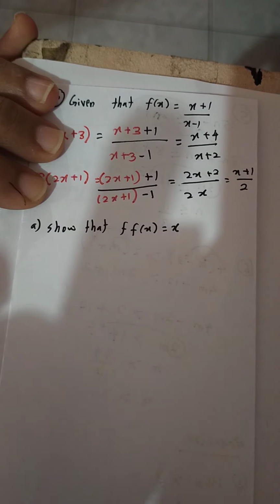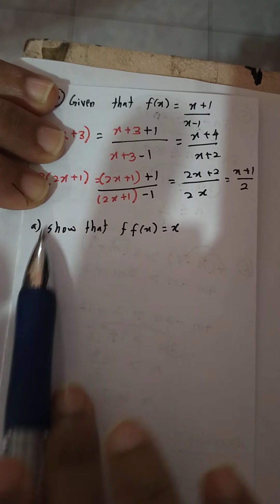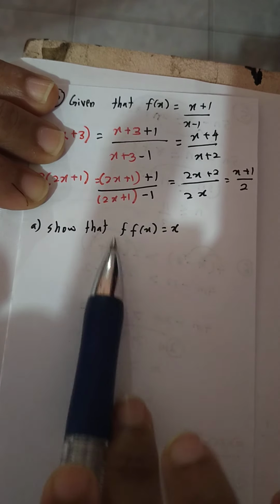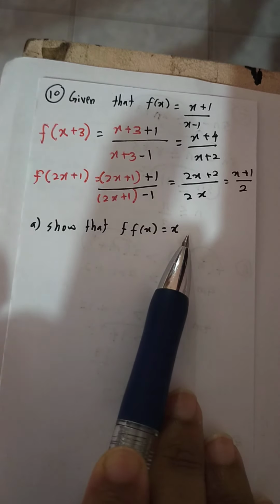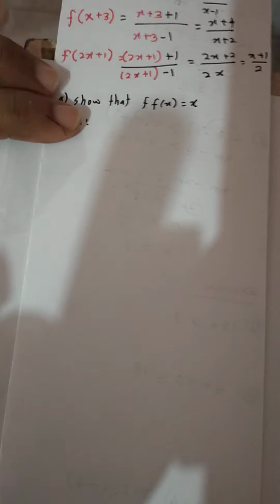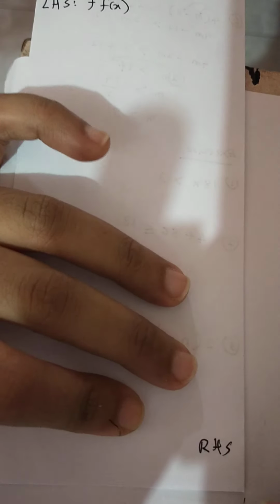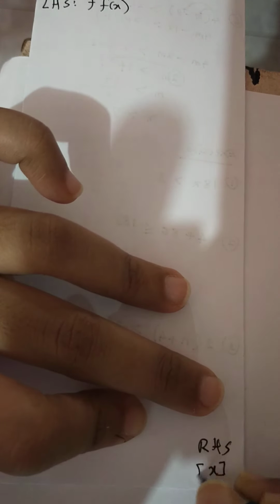Okay, so next, our real problem. You have to show that f of f of x is equal to x. First I start from my left hand side. At the end of it, I must get my right hand side so that I can show it. So my left hand side is f of f of x. I have to make sure at the end I will get x, which is my right hand side.